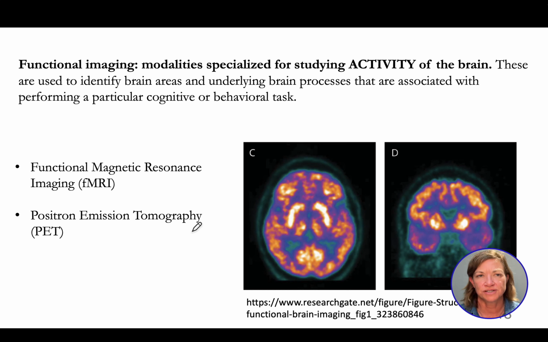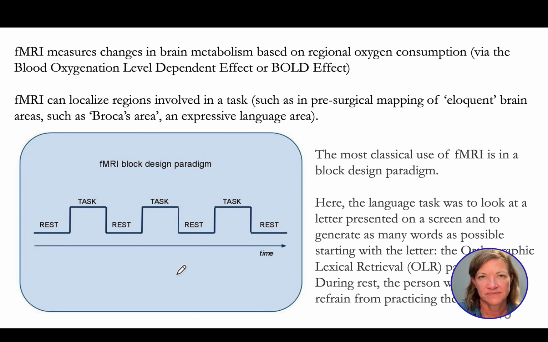Okay, so let's switch gears and talk about functional imaging. And these, of course, are modalities specialized for studying brain activity. So we've got fMRI and PET, and although I forgot to put them on the slide, of course, we've got EEG and MEG, electroencephalography and magnetoencephalography, that fall into this category. So let's start with fMRI. So fMRI measures changes in brain metabolism based on regional oxygen consumption.